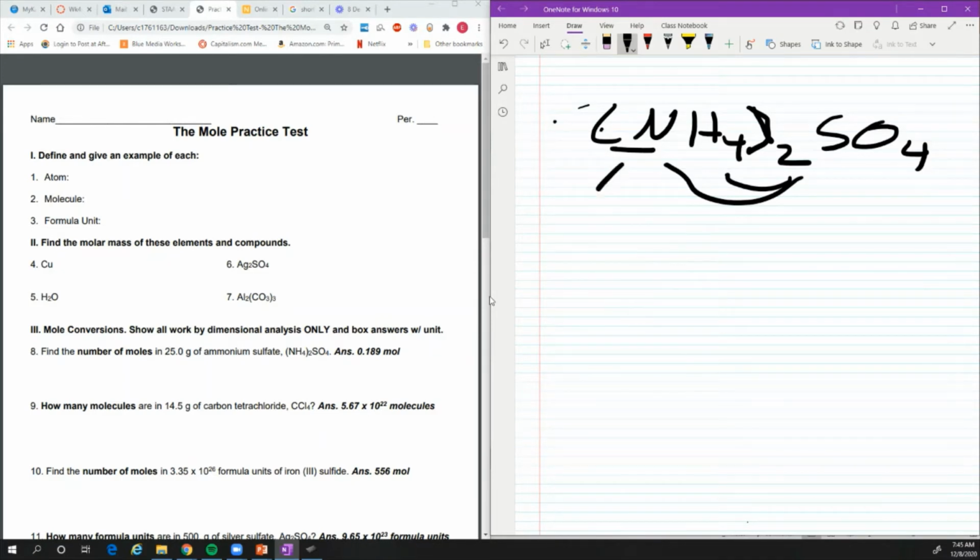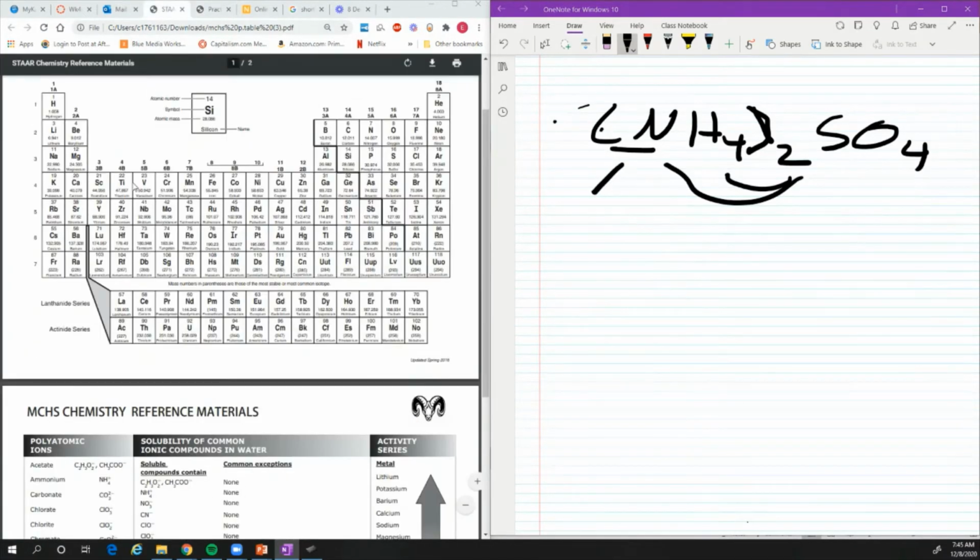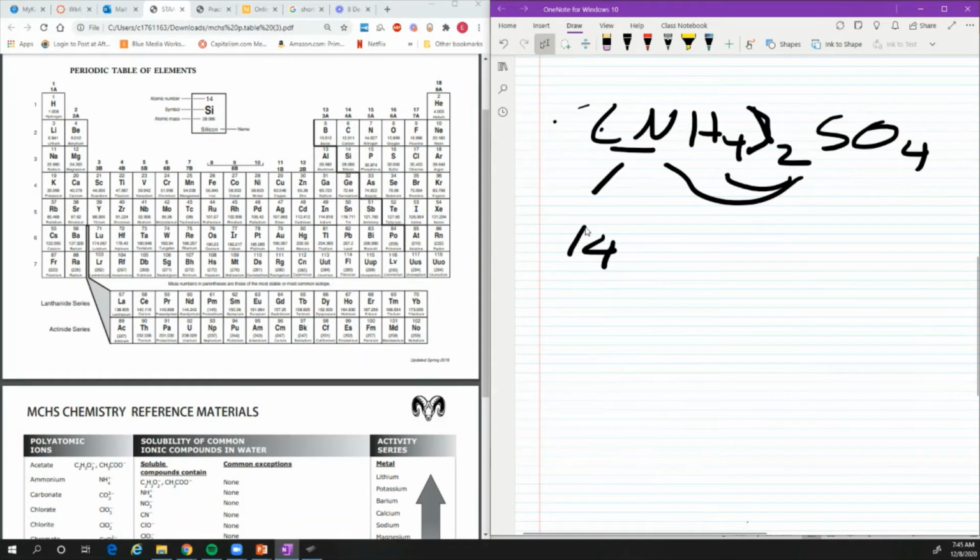So let's do that together. Let's look at the periodic table. How much is N? N is 14, but it's really multiplied by 2 because of that 2 on the outside, plus there is hydrogen, which I know weighs 1, but there's 4 of them, and then we have to multiply this times 2.